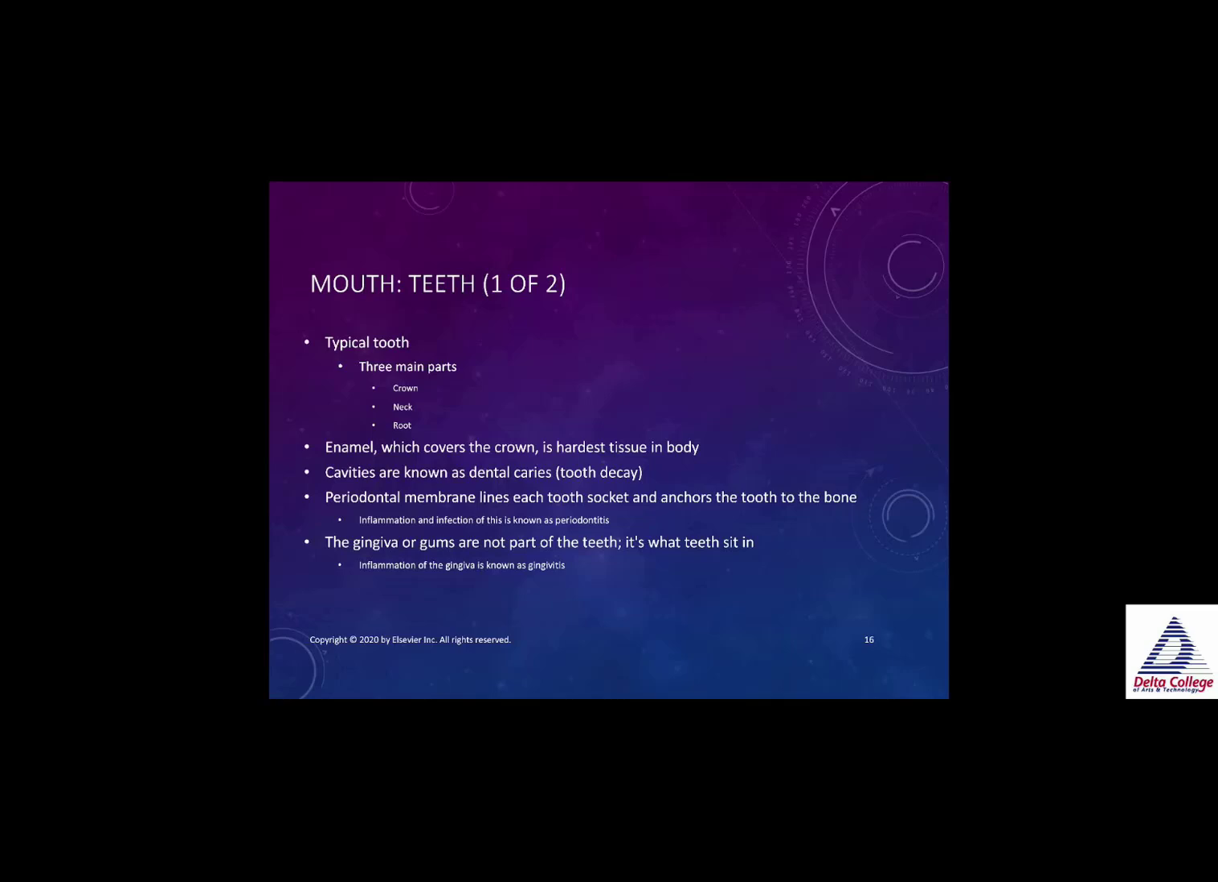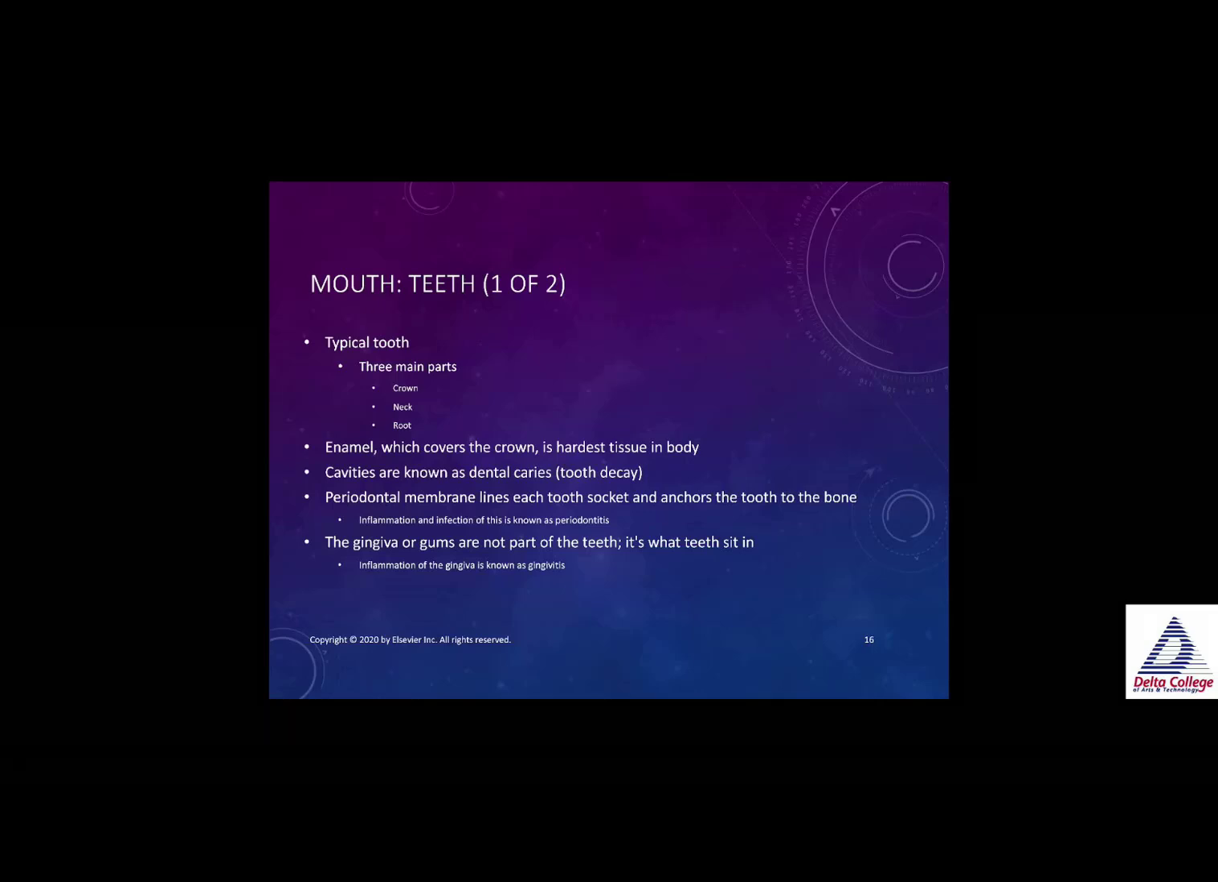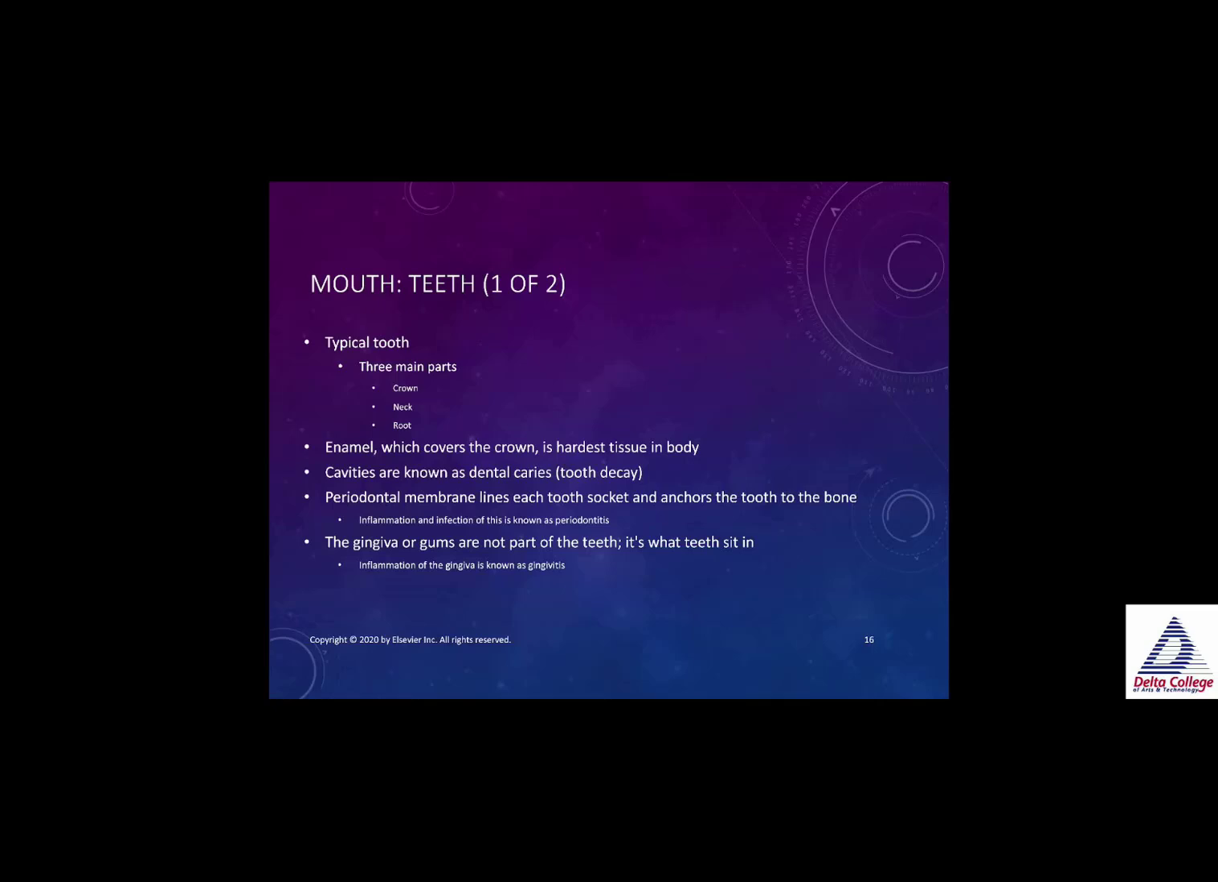Now moving on to the teeth. The typical tooth has 3 main parts: crown, neck, and root. The crown is the top, the neck is the middle, and the root is the bottom that is in the gums. Enamel covers the crown. It is the hardest tissue in the body. Cavities are known as dental caries or tooth decay. And the periodontal membrane lines each tooth socket and anchors the tooth to the bone.